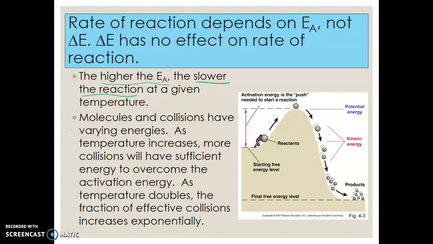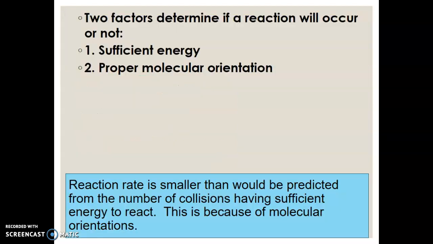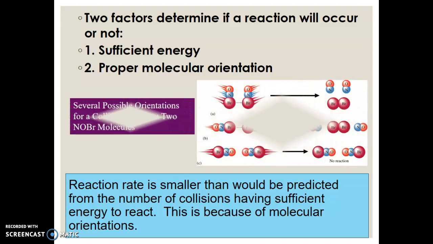Molecules in collisions have varying energies, and as temperature increases, more collisions will have sufficient energy, because again, they're moving faster with a higher temperature, to overcome that activation energy. As the temperature doubles, the fraction of effective collisions increases exponentially. So again, there's two factors that determine if a reaction will occur: sufficient energy and proper molecular orientation.